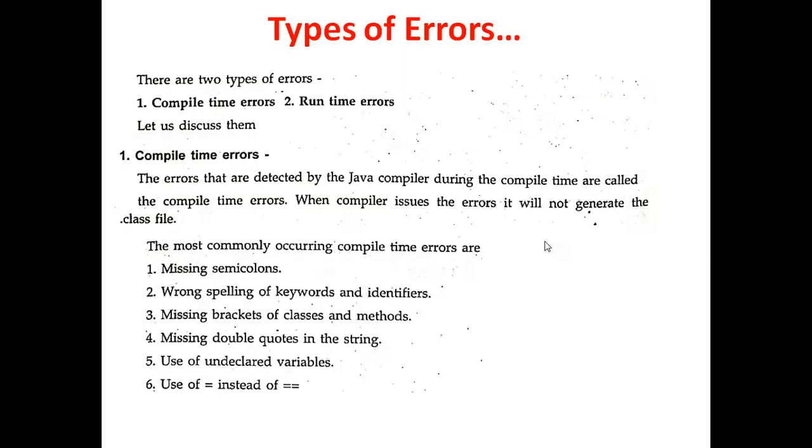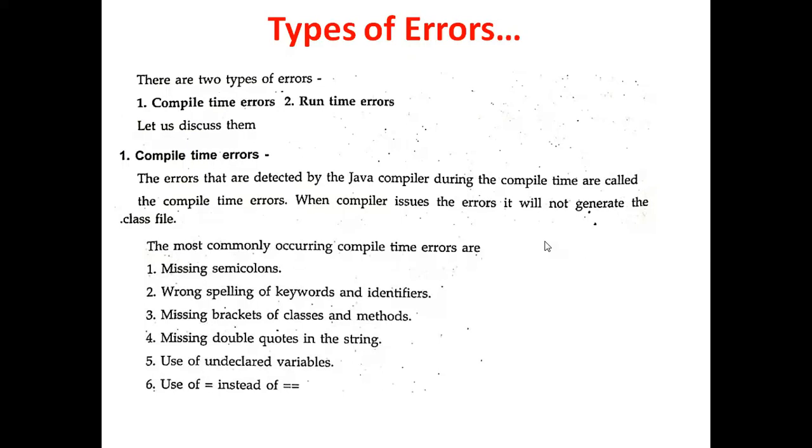So what is compile time error? The errors that are detected by the Java compiler during compilation time are called compile time errors. When the compiler issues the errors, it will not generate the class file. The most commonly occurring compile time errors are missing semicolons, wrong spelling, missing brackets, missing of classes and methods, missing double quotes in the string, use of undeclared variables, use of equal to instead of double equal to, etc.